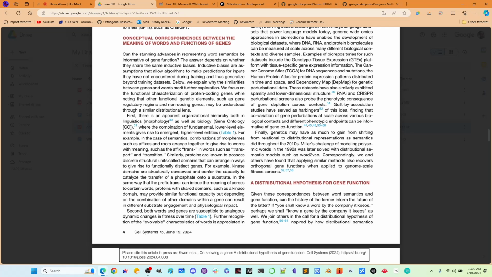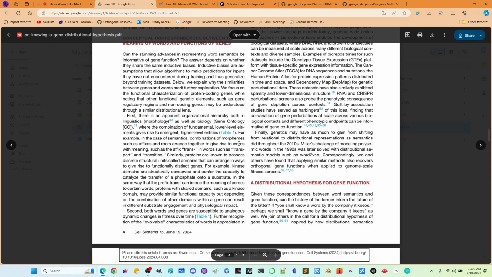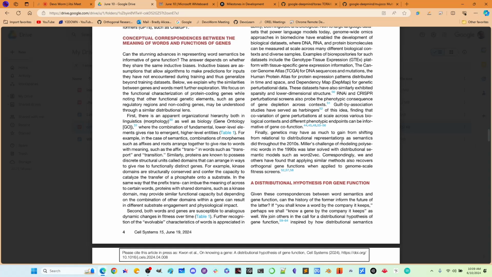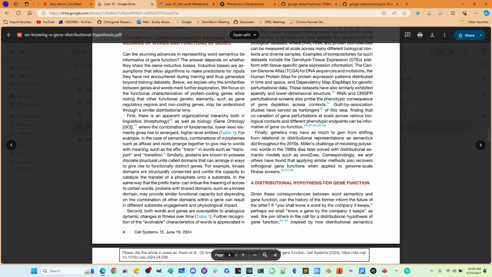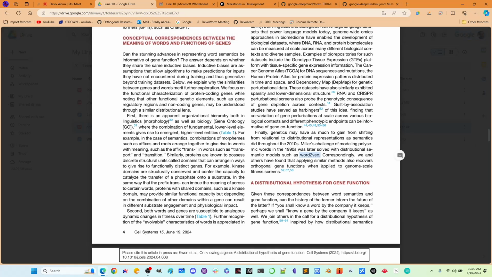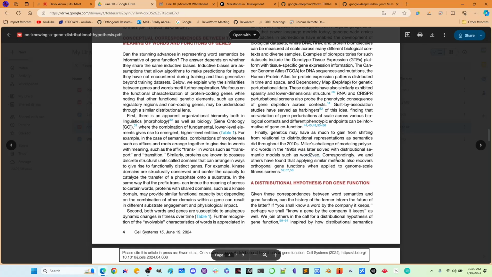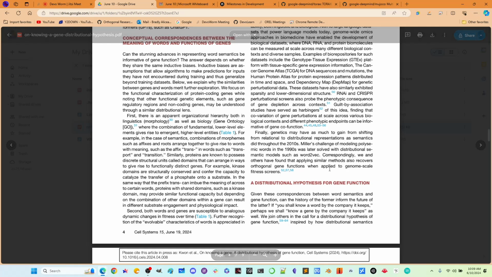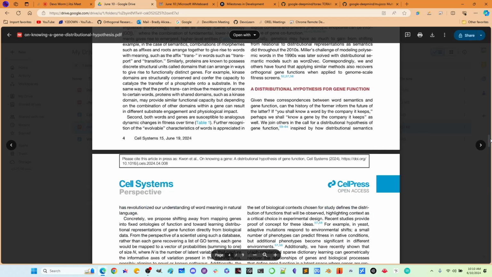And so finally, genetics may have much to gain from shifting from relational to distributional representations, as semantics did throughout the 2010s. Miller's problem of modeling polysemic words in the 1990s was later solved with distributional semantic models such as word2vec. So word2vec is a classic model in language modeling that sort of enabled large language models. We have these tools that exist in language modeling that we can use for biology. Correspondingly, we and others have found that applying similar methods also recover orthogonal gene functions when applied to genome scale fitness screens.